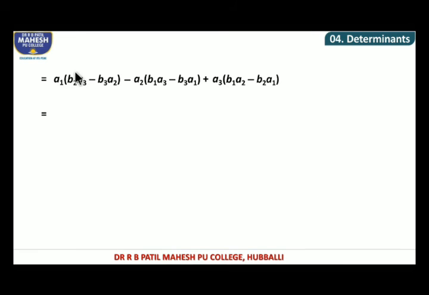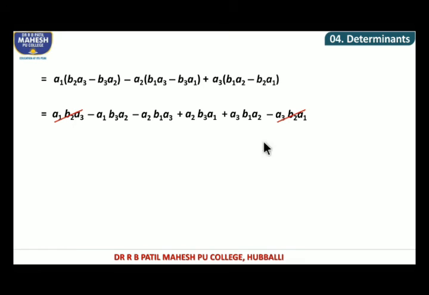A1 can be multiplied to these two terms, so it becomes A1, B2, A3. Again multiply A1 to the second term, so it becomes minus A1, B3, A2. And now we multiply minus A2 to this term and also to the second term. So it becomes minus A2, B1, A3, and minus into minus becomes plus A2, B3, A1. Now we multiply A3 to these two terms. So it becomes plus A3, B1, A2, plus into minus becomes minus A3, B2, A1.